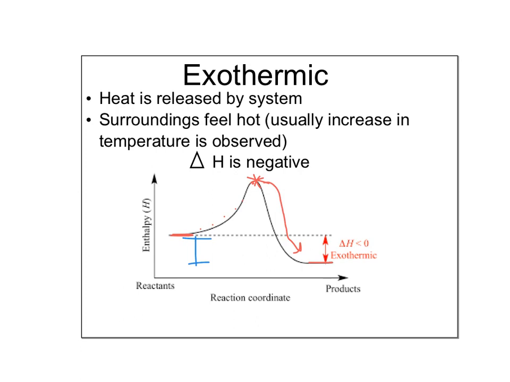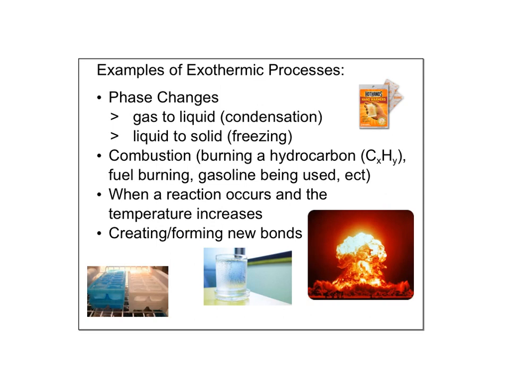Some general examples of things that are exothermic: phase changes when we're cooling down, so gas to liquid, condensing, or liquid to solid. If we combust anything, that's going to give off energy, so your car burning its gasoline, any sort of fuel, hydrocarbons being burned. Anytime they say the reaction got hotter, the temperature increased, that's exothermic. Or if I'm looking at a reaction in terms of the bonds, anytime you make new bonds, that's exothermic, a release of energy.